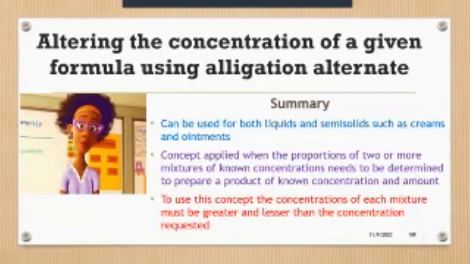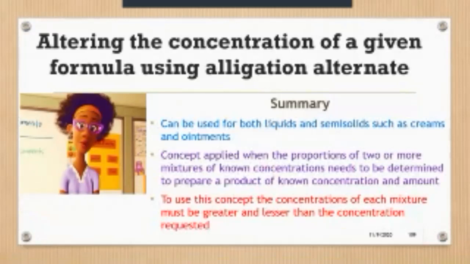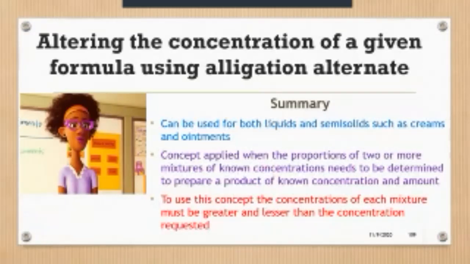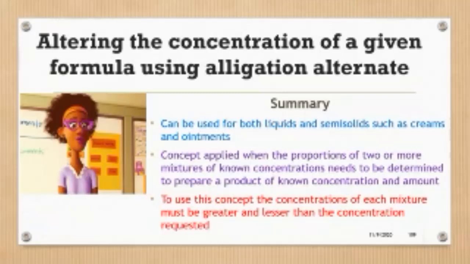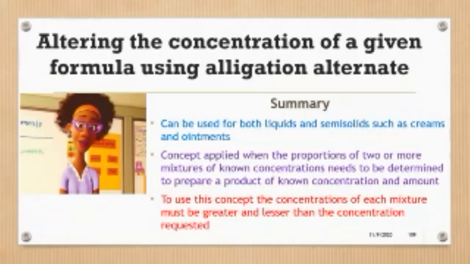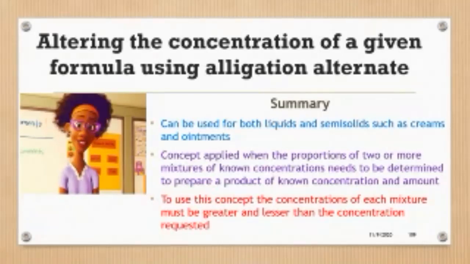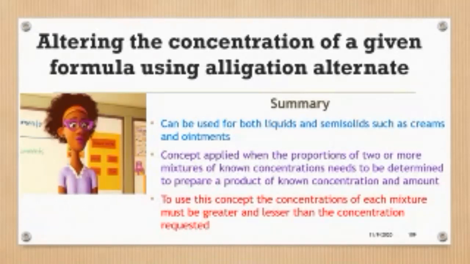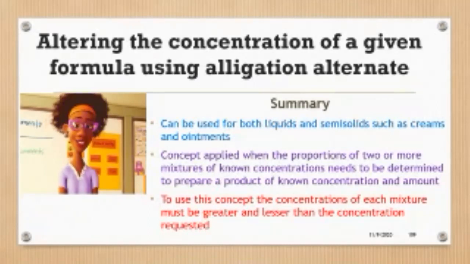So let's summarize. Alligation alternate can be used for both liquids and semi-solids such as creams and ointments. And the concept is applied when the proportions of 2 or more mixtures of known concentration need to be determined to prepare a product of known concentration and amount. To use this concept, the concentration of each mixture must be greater and lesser than the concentration requested. So you can't have 2 concentrations that are greater than the concentration you want. So if we use the same example I've been using with these ointments, you want 16%, you can't use a 20 and a 30.